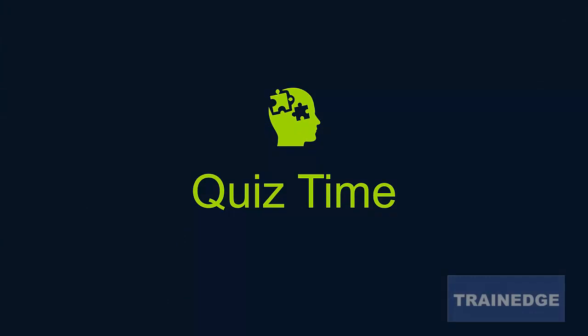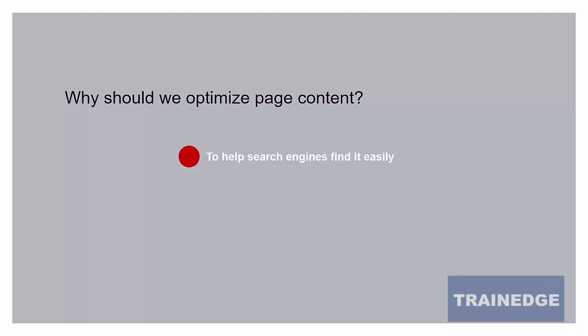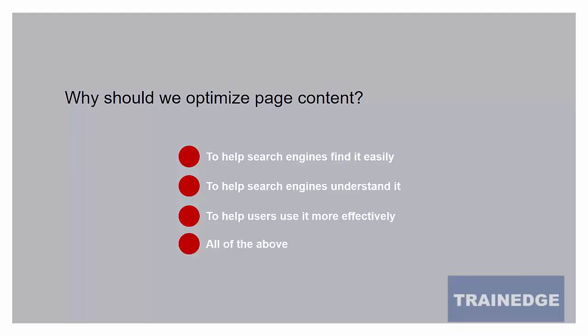Great. So let us see if you remember anything. Why should we optimize page content on the website? To help search engines find it easily, to help search engines understand it, to help users use it more effectively, or all of the above? The correct answer is you want to optimize pages so search engines can understand them properly.